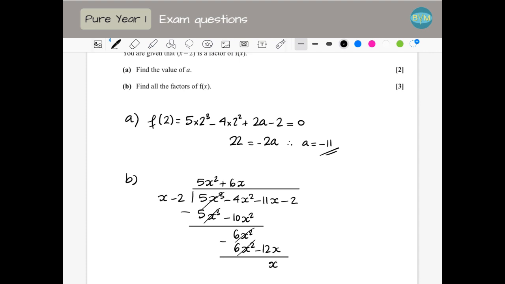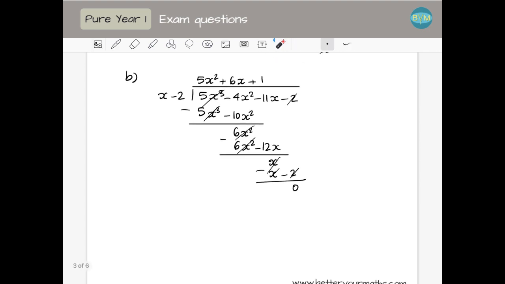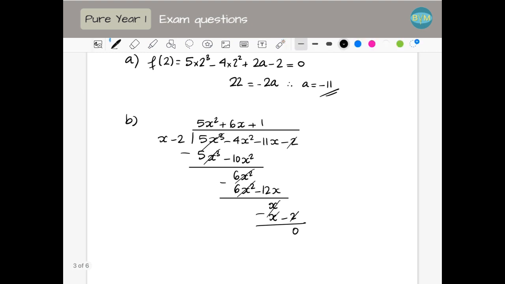Then x divided by x is 1. I have x minus 2. And when I subtract, they are gone. This one with this one, this one with this one. And the remainder is 0, as it should be because it's a factor. So what we have is our function f(x) can be written so far as the first factor that we know and this quadratic.